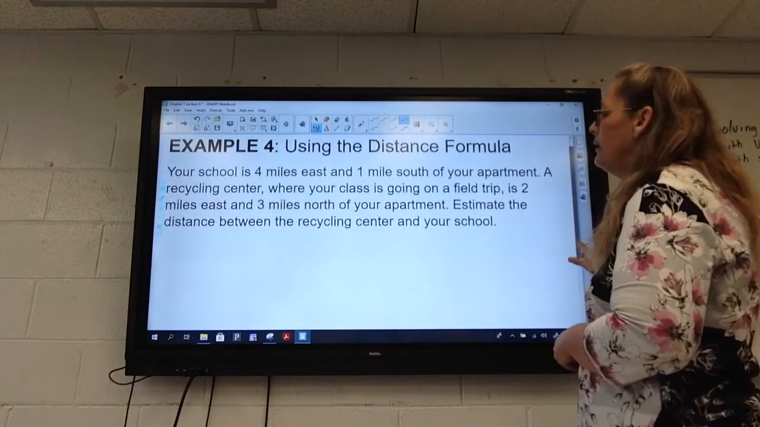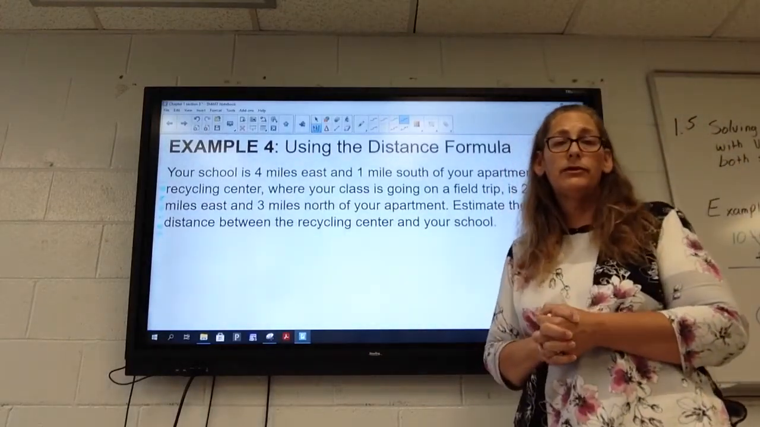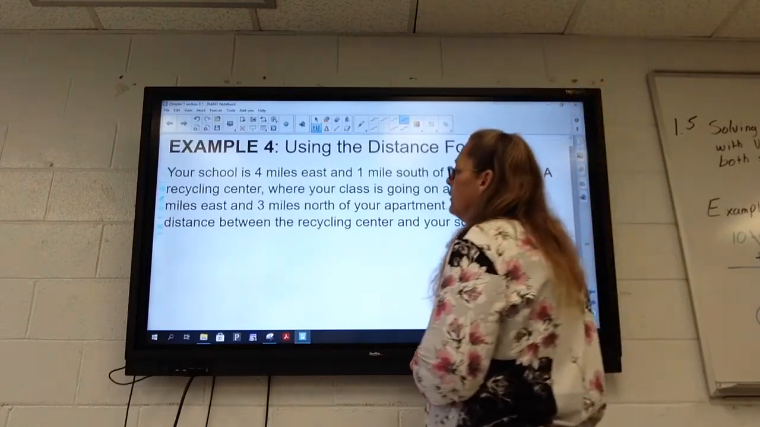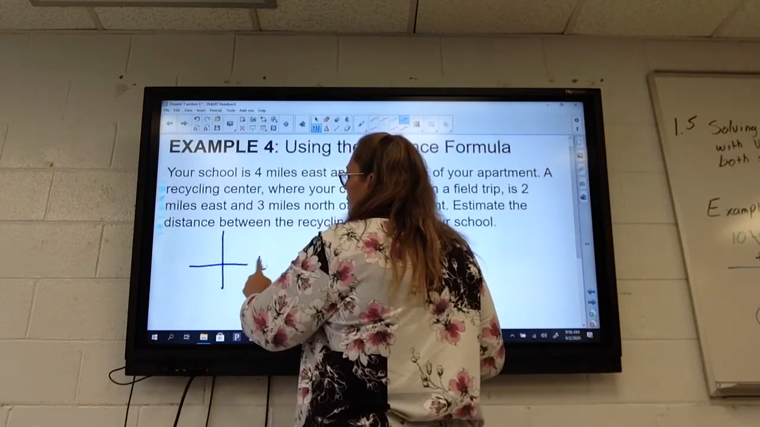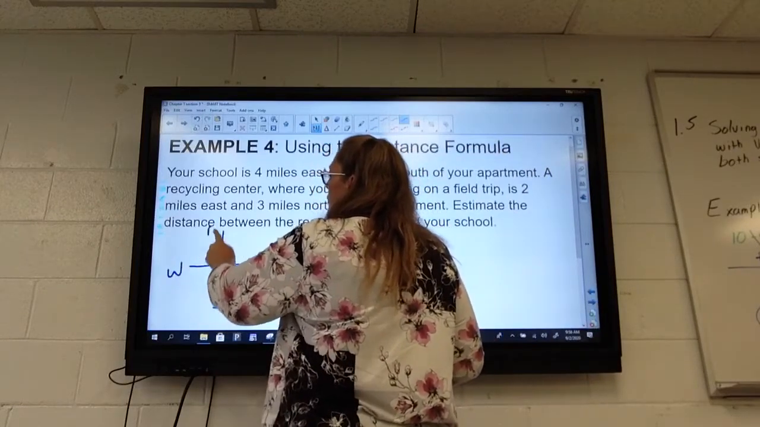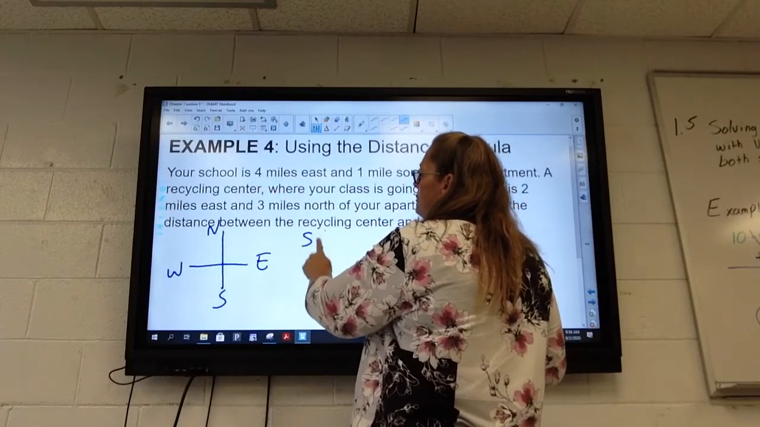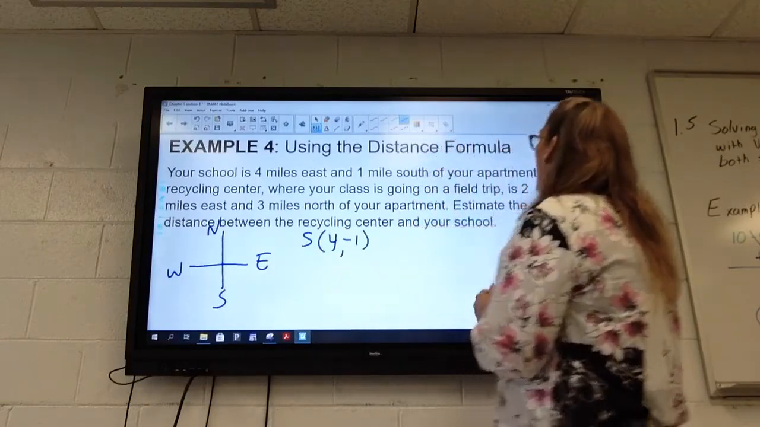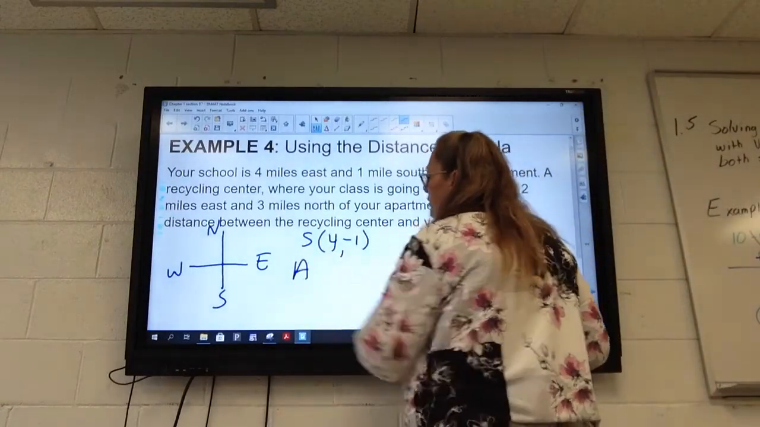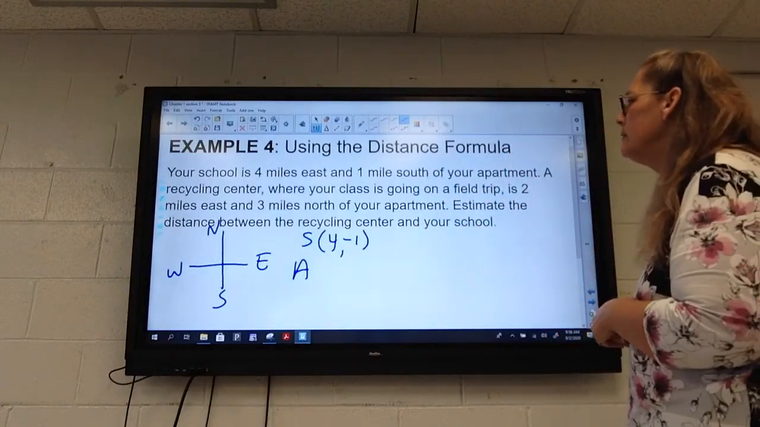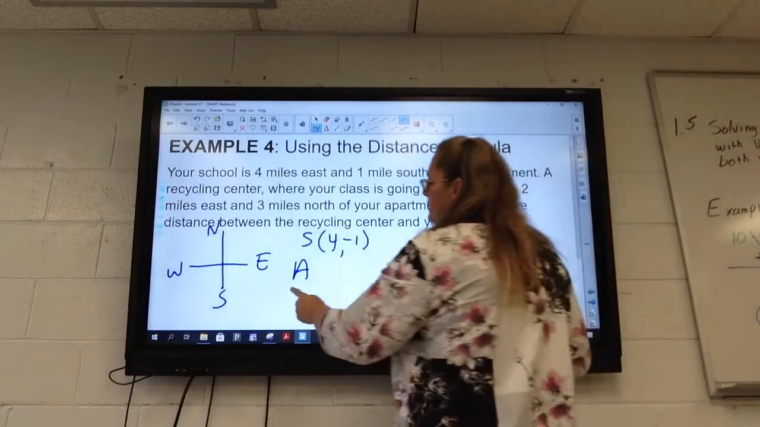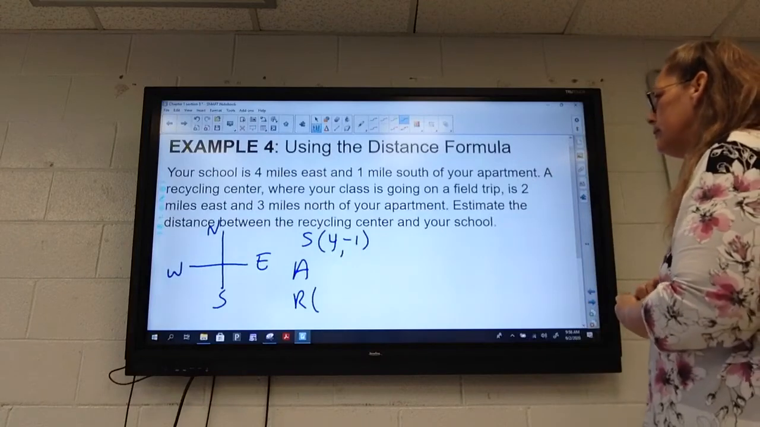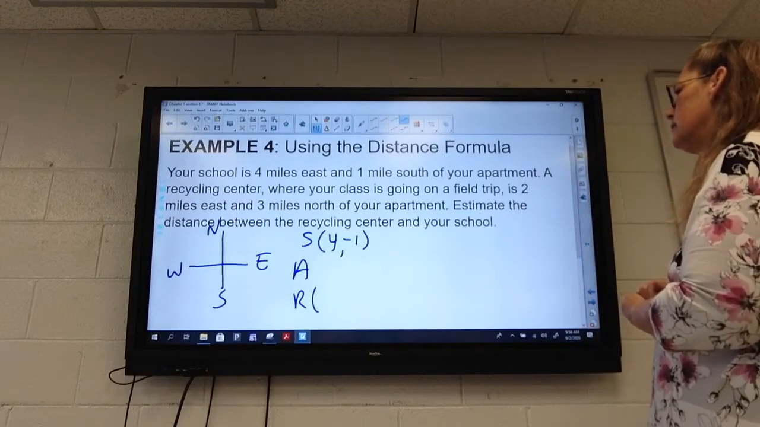So, with that in mind, we've got to do word problems because that is geometry, it's all real life as well. Your school is 4 miles east and 1 mile south. So if you look at a coordinate graph, east, south, west, and north, 4 miles east, okay, so the school is 4 miles east, is positive, and 1 mile south, which is negative, of your apartment. Okay, there's home. A recycling center where your class is going on a field trip is 2 miles east and 3 miles north of your apartment. Estimate the distance between the recycling center and your school.